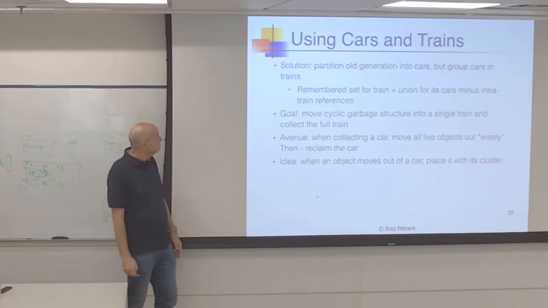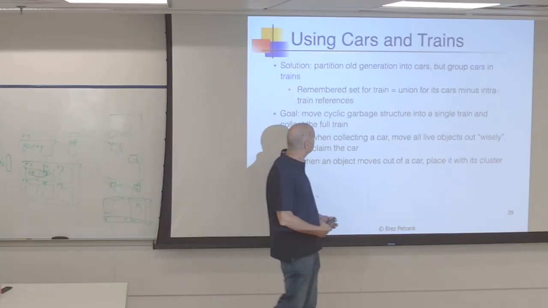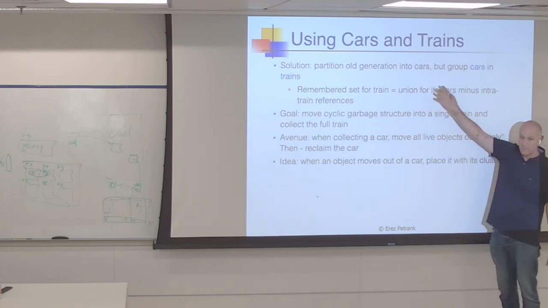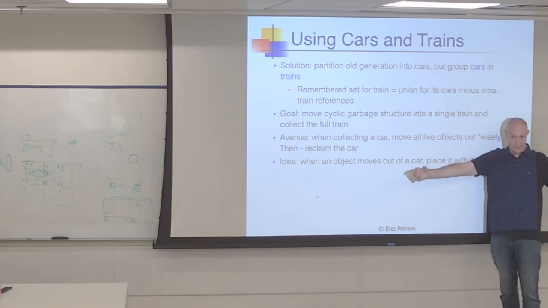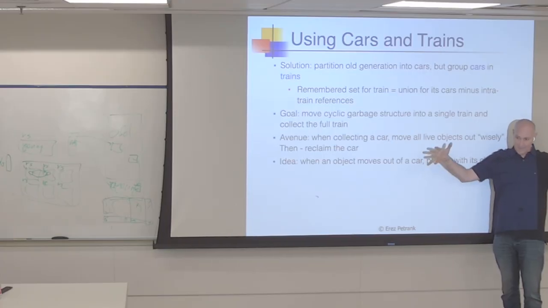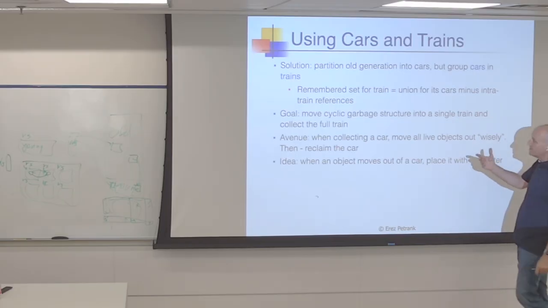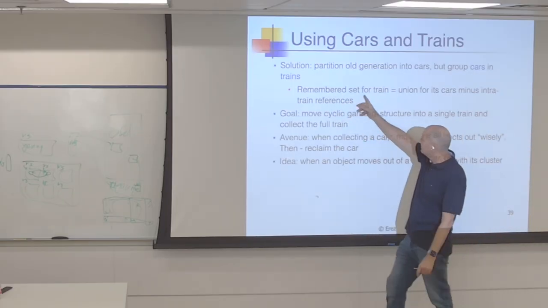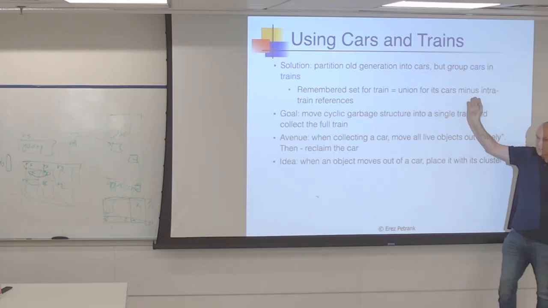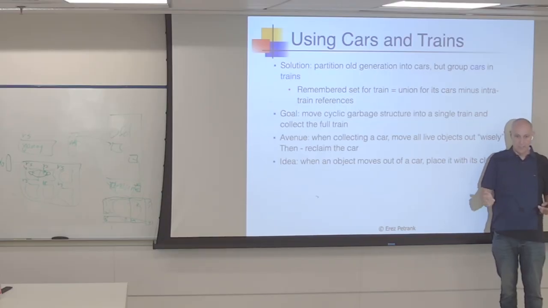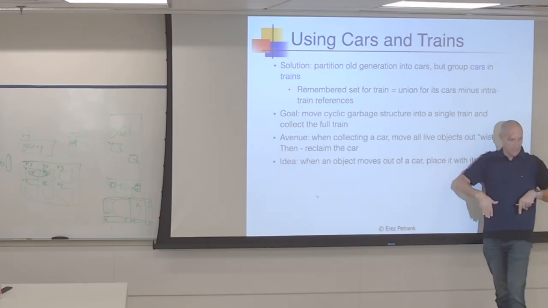So the way to work with it is to partition the old generation into cars, but group cars into trains. So I take cars and put them in trains, and now it will work. For each train, we have a remembered set for the train, which is just the remembered sets for all the cars minus those that point inside the train from one car to another. Okay, so it's all the pointers that come from outside the train into the train.